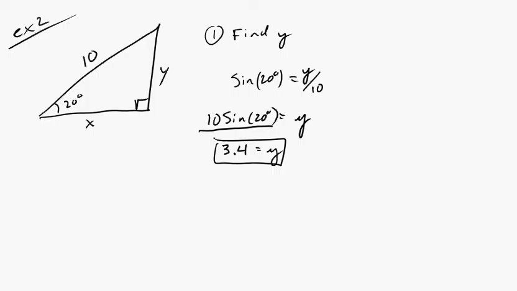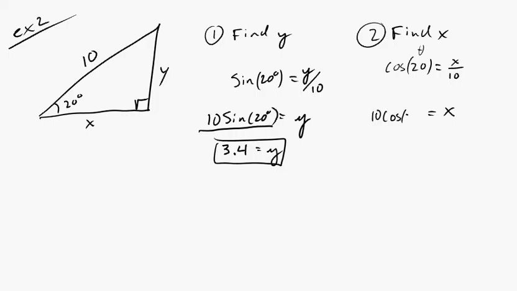Okay, now I would like you to pause the video and try that for 2, which is find x. You'll have to use not sine this time, but I want to see if you can pick out the other one. Alright, in this case, you'll be using cosine. So that was theta was 20, and that would be x over 10. If you multiply by 10, it would be 10 cosine of 20. So x is going to be 9.4-ish.